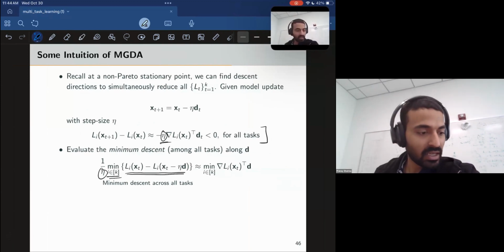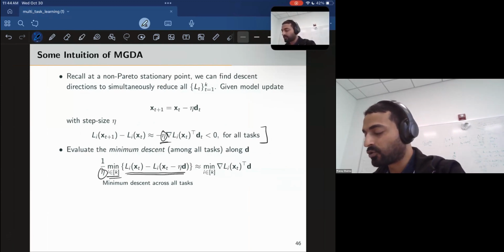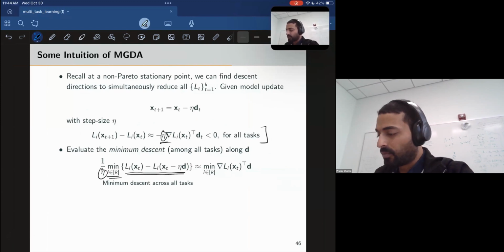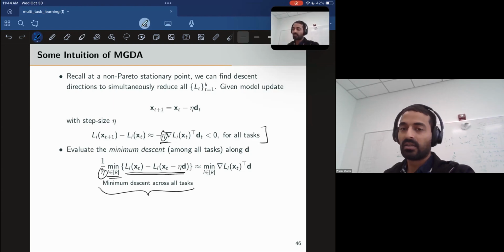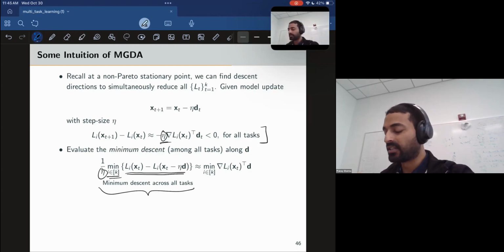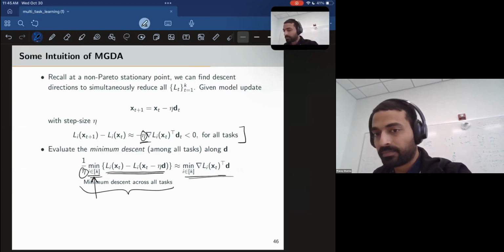Okay, I have a little over 5 minutes, so I'll try to just finish this and then rush over the rest. This quantity is the minimum descent across all the tasks. This is how much the loss decreases between two consecutive updates, and we look at the minimum across tasks. So we get this quantity.